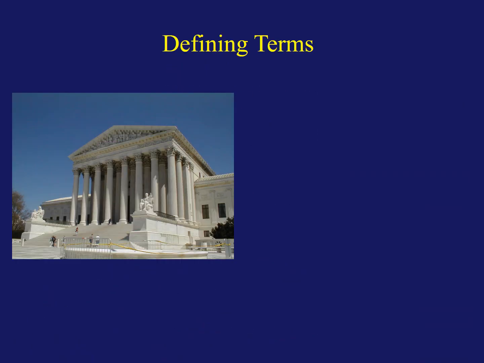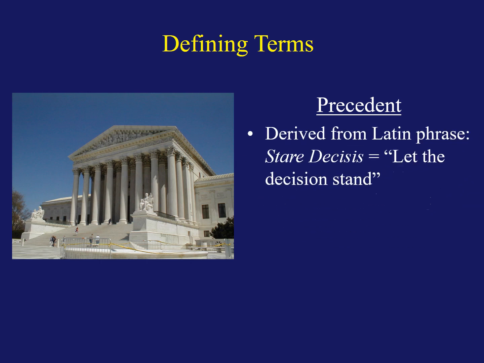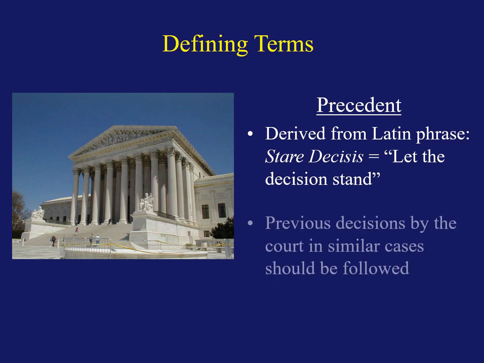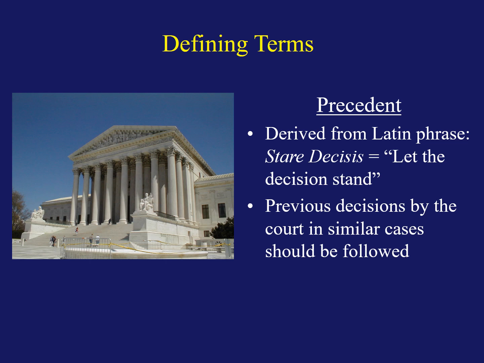The next term would be precedent. This is an important concept in our legal system. It comes from the Latin phrase stare decisis, which can be translated to mean let the decision stand. Essentially, previous cases that are similar serve as examples to guide judges as they decide on new cases where similar incidents take place. And so the decision in a previous case is followed and is a role model for future cases.